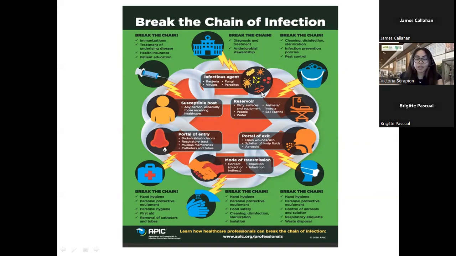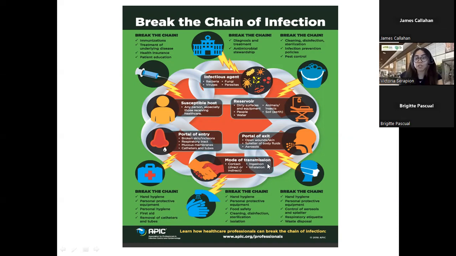infectious agent. This could be a bacteria or a virus. Next, we have the reservoir. This is where the microorganism will live and survive. Then we have the portal of exit. This could be how the microorganism leaves the reservoir, so through open wounds or through aerosols. And then the mode of transmission is how they get from the portal of exit through a portal of entry and into another susceptible host.